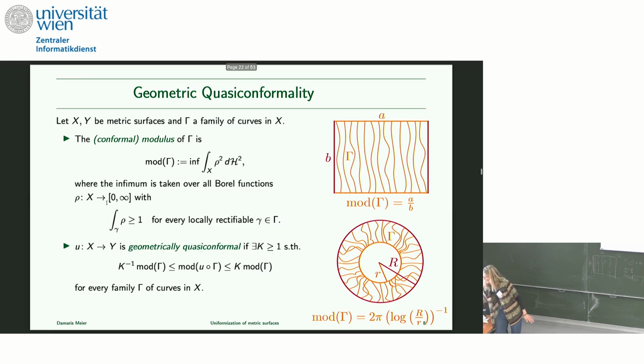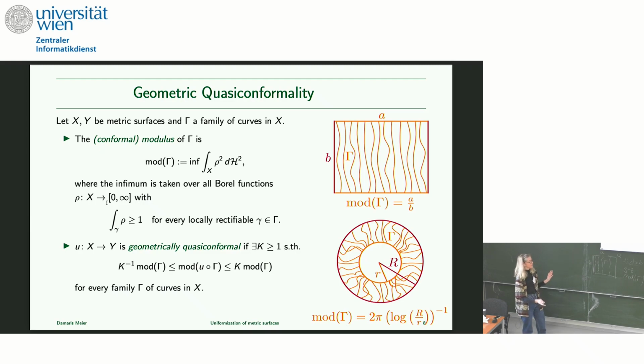Are there other questions? So what I haven't said so far is that this modulus is a conformal invariant. If I have a map from R2 to R2 which is conformal, and I take a curve family and map it over, it has the same modulus. So it's very natural to define a quasi-conformal map by having the modulus be invariant up to a multiplicative constant.